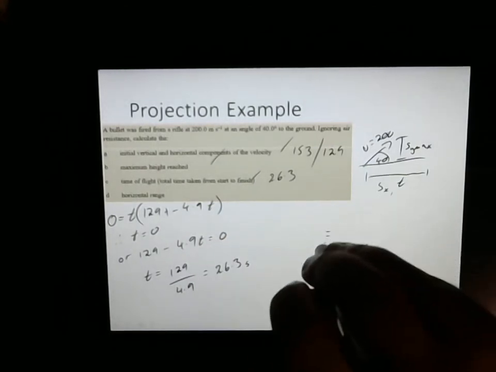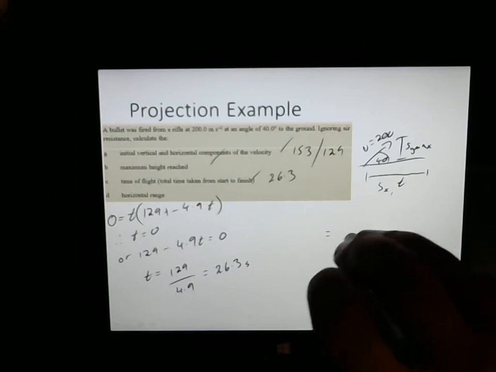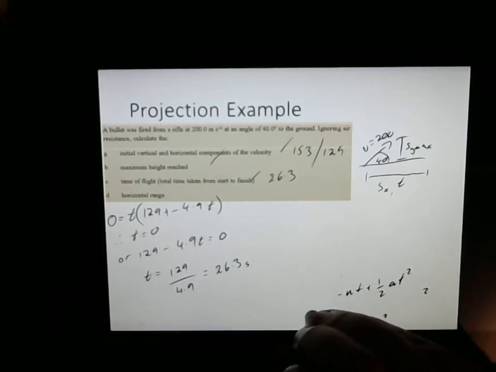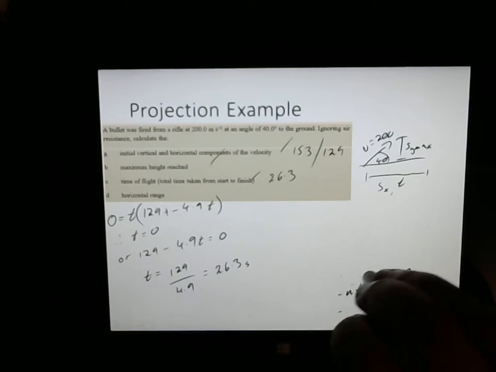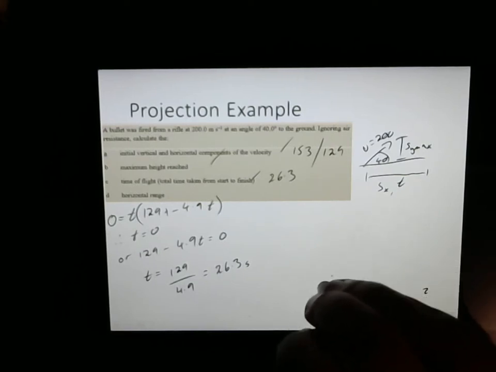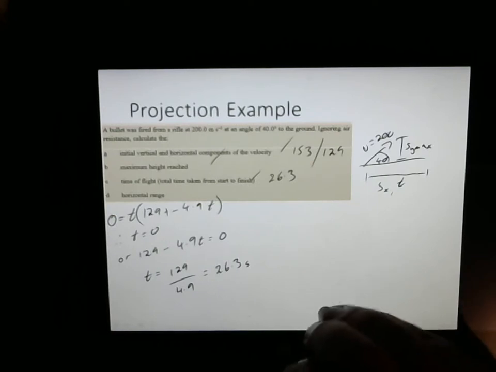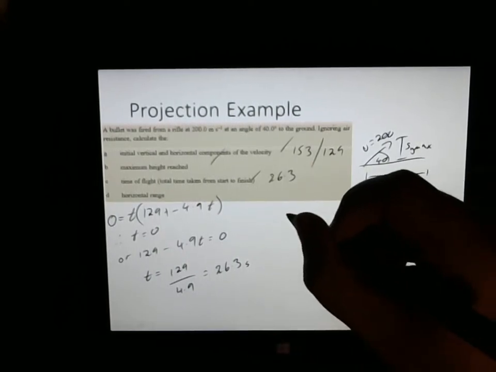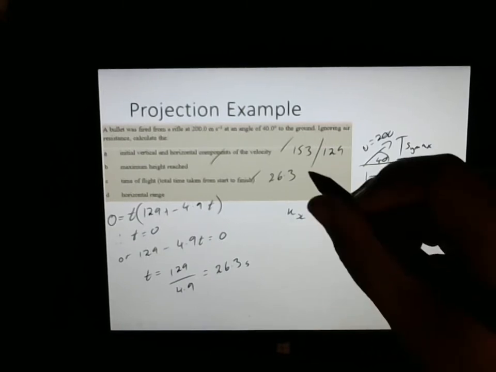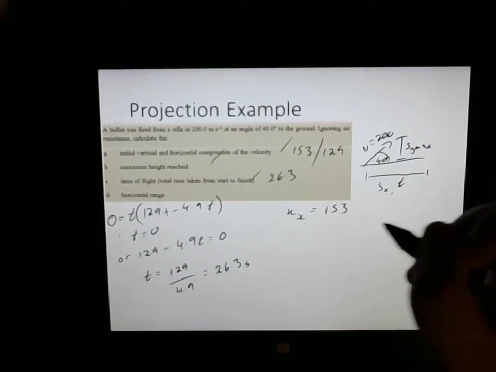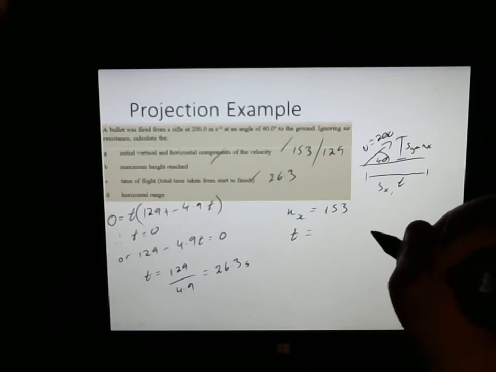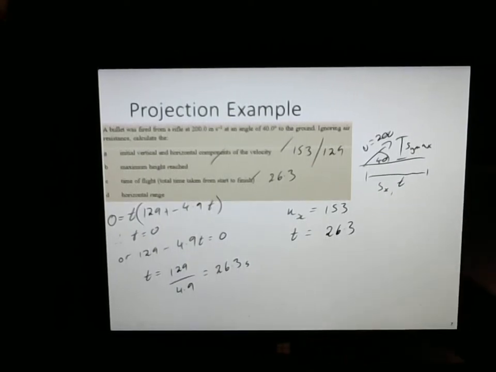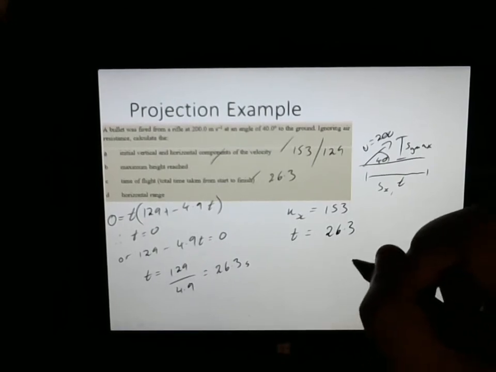We do have one more example after this. I did warn you, unfortunately, this is going to be a longish video. So the last one we have is that we need to work out the horizontal range. Good news is we've already got all the components we need. We know that ux is equal to 153. We know that the time it takes is equal to 26.3, because time is the only thing that connects between the two systems, as I've said before.